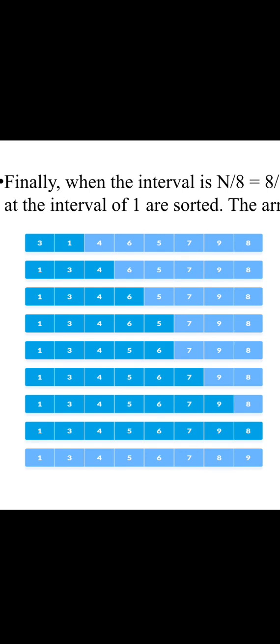The next element is 7: 1, 3, 4, 5, 6, 7. It is in the right position. Then we have 9: 1, 3, 4, 5, 6, 7, 9. It is in the right position. No need to do comparison.